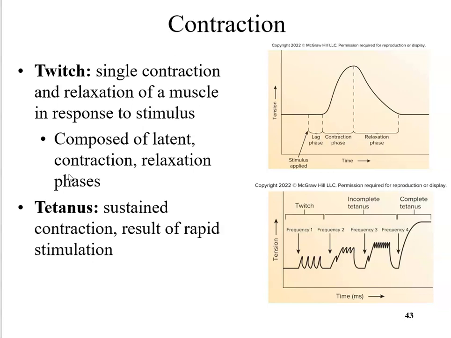Any meaningful contraction will be a result of tetanus, a sustained contraction where the muscle is stimulated rapidly and does not have time to relax. So as a muscle is stimulated, and again, this is on the order of milliseconds, so very short time, we'll see a few twitches, which will then start to fuse, and then we see complete tetanus where the muscle is fully stimulated, and we can do something with that muscle.